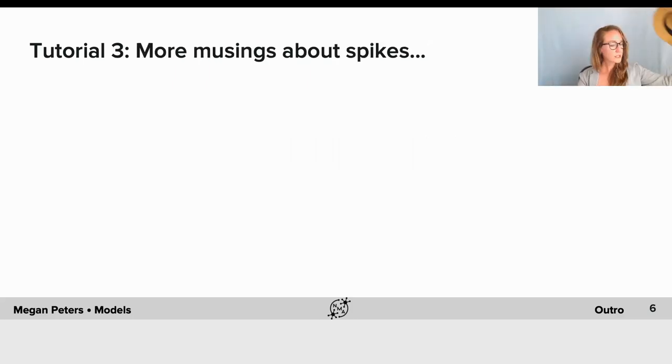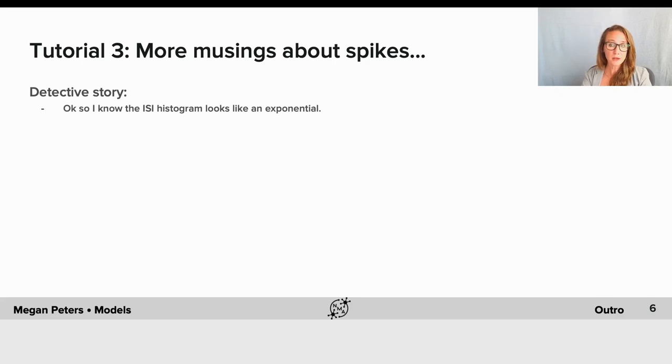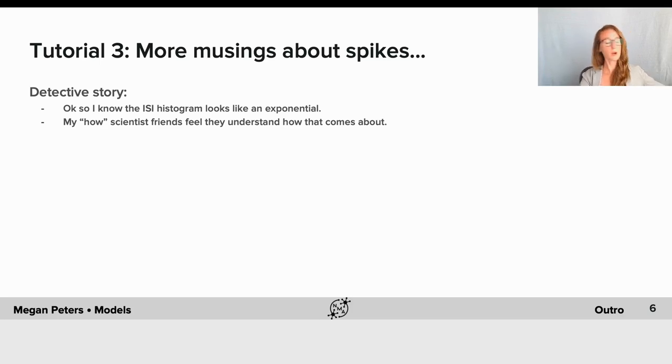And finally today, we saw a "why" kind of model, a normative, interpretive model, an ideal observer kind of approach. So in this tutorial, we asked why neurons spike in the patterns they do, why Poisson spiking is the best description for the behavior. So wearing our "why" scientist hats, we pulled together the observations from our last two tutorials and said, okay, I know the interspike interval histogram looks exponential.